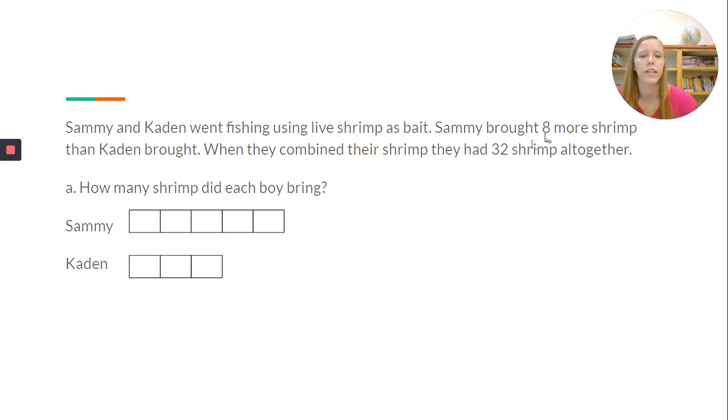We know that Sammy brought 8 more than Caden. So if we take 32 divided by 8, we get 4. Which means each one of our squares is going to represent 4. We know that Sammy had 8 more, so it's 2 squares more than Caden. So now we need to find out how many each brought.